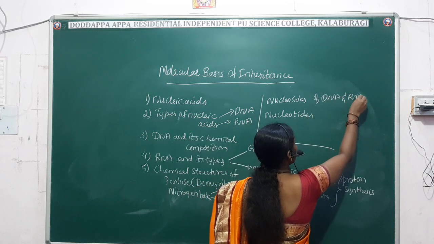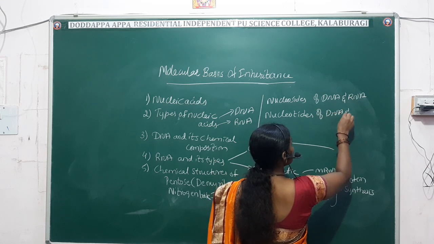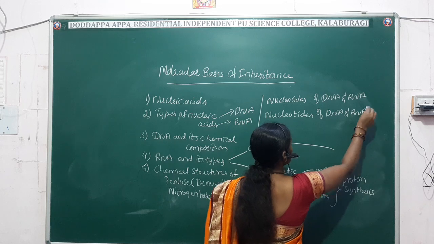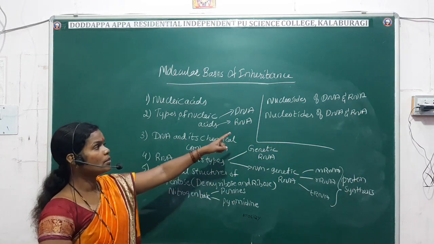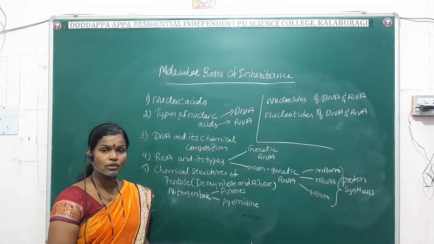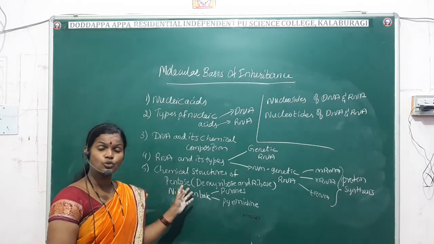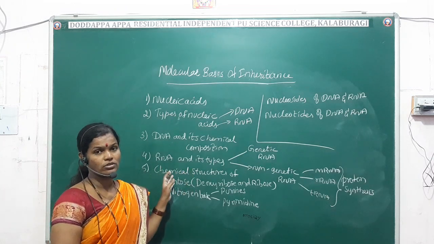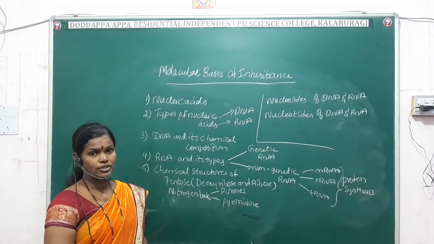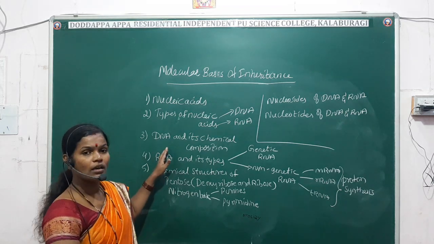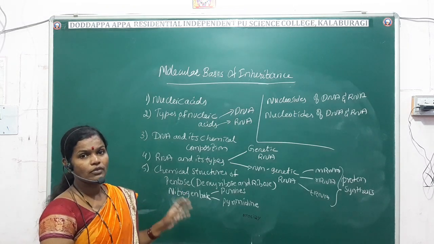Why do we see all these basic concepts? To understand the structure of DNA clearly, we saw the nucleosides and nucleotides of DNA and RNA. Hopefully you have understood both these classes. I'll give you some assignment questions related to this, and you have to write down the answers.